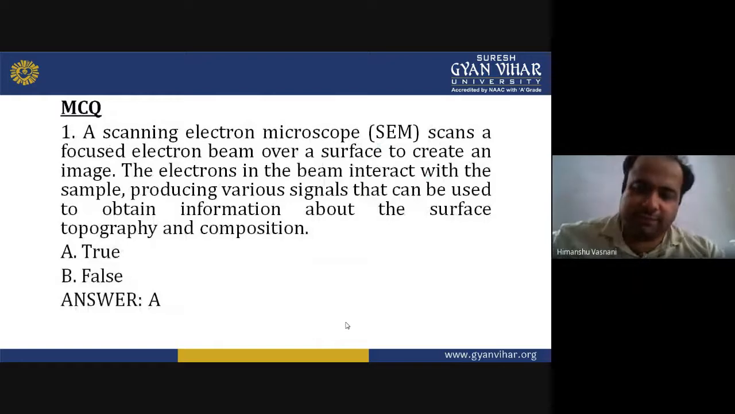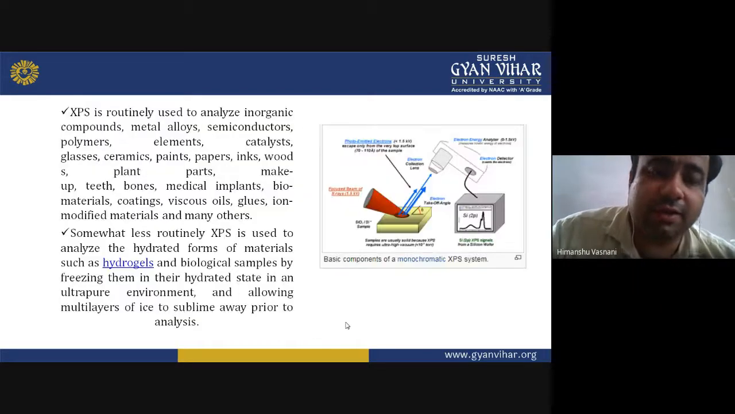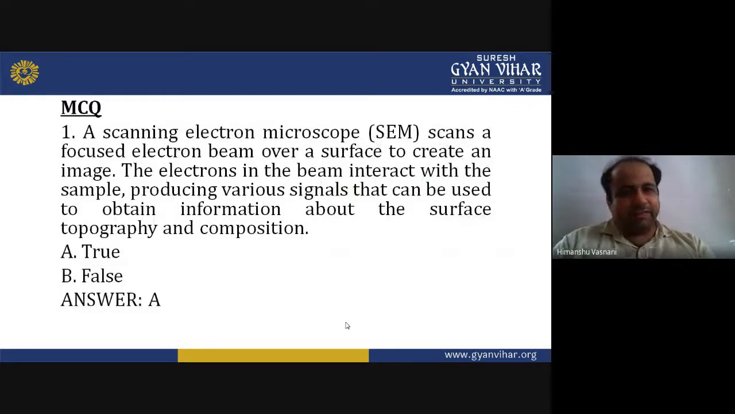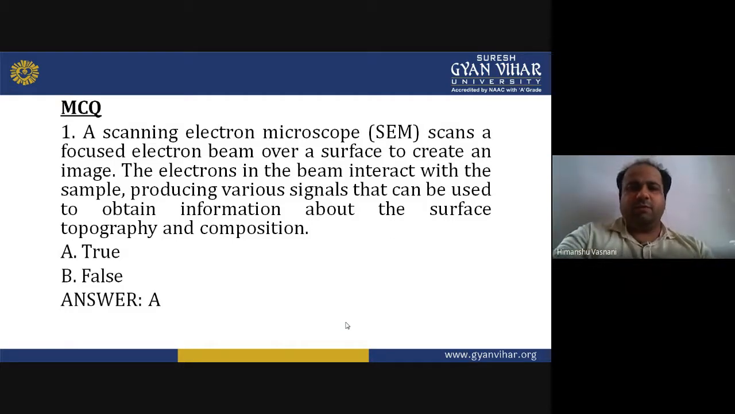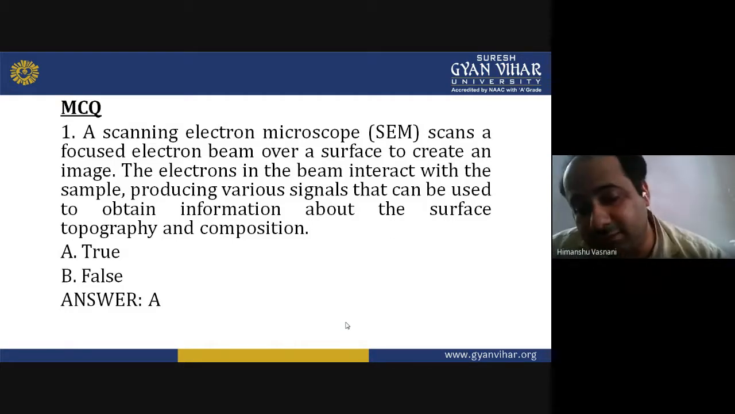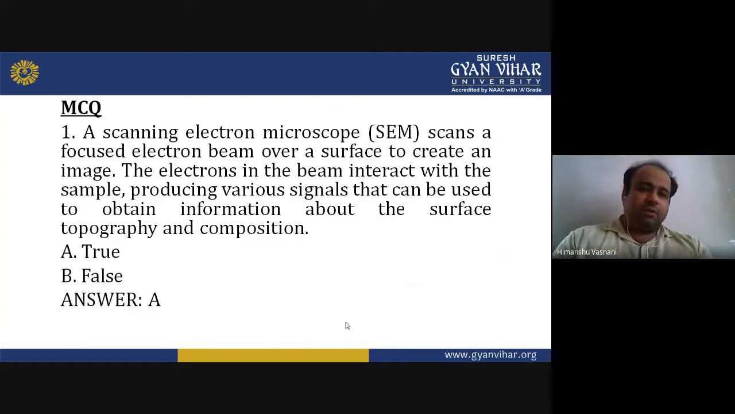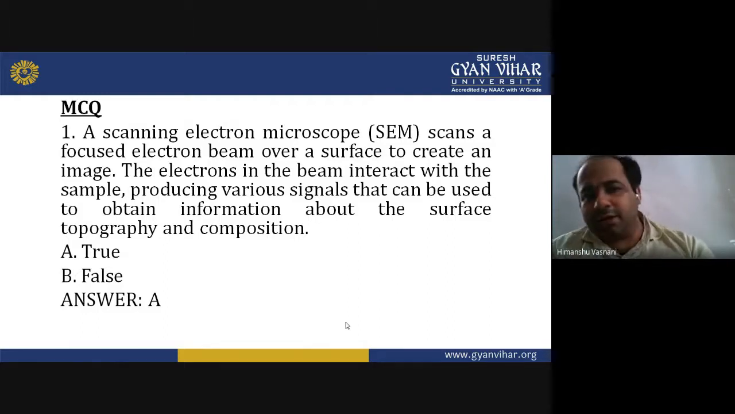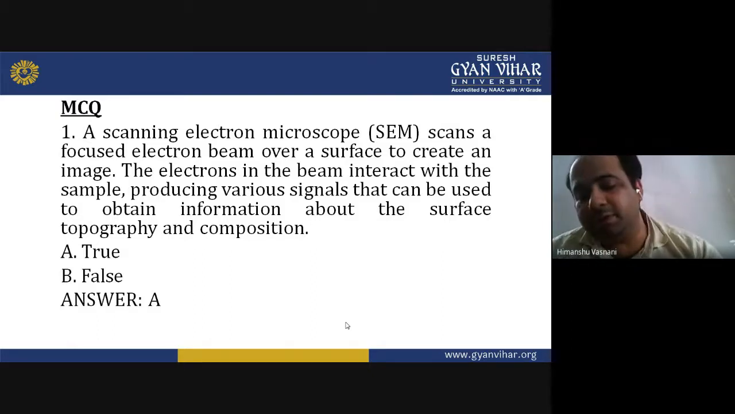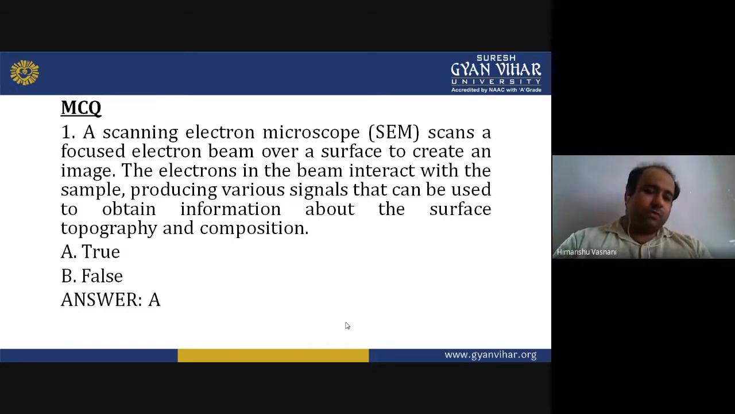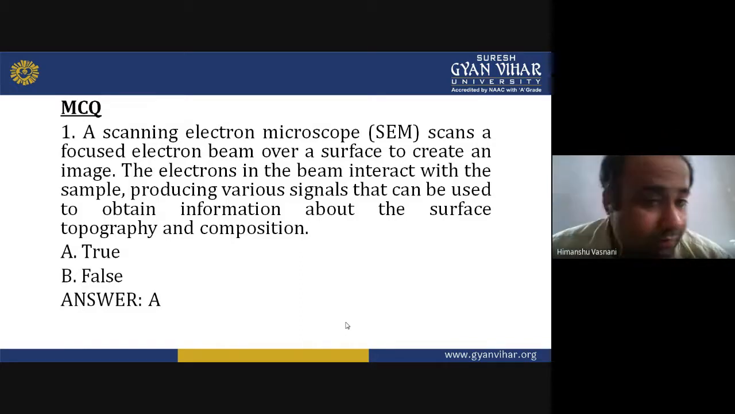So the first MCQ for today's lecture is: a scanning electron microscope scans a focused electron beam over a surface to create an image. The electrons in the beam interact with the sample, producing various signals that can be used to obtain information about the surface topography and composition. Okay, I repeat, try to understand: a scanning electron microscope scans a focused electron beam over a surface to create an image. The electrons in the beam interact with the sample, producing various signals that can be used to obtain information about the surface topography and composition.